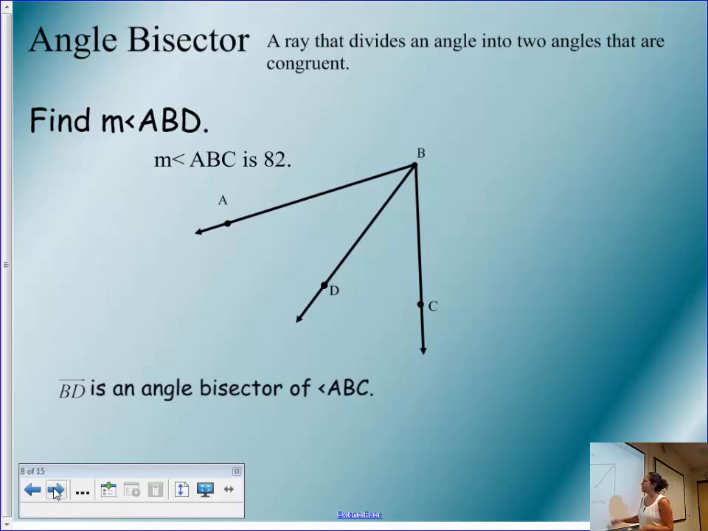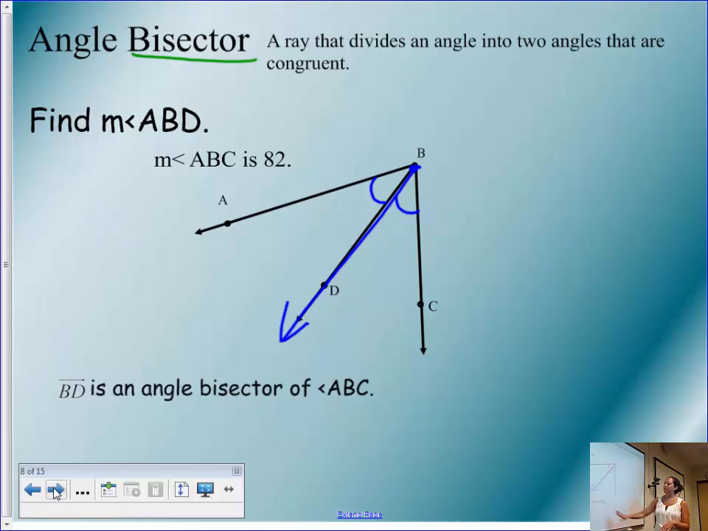Angle bisector. Have you ever ridden a bicycle? I have. It has how many wheels? 2. So a bisector cuts things into 2 pieces, and what it does is cut them into 2 equal pieces. It's a ray, so it goes from an endpoint and extends on, and it divides the angle into 2 angles that are congruent. So I know that this angle here is congruent to this angle here. The interior space is exactly the same.